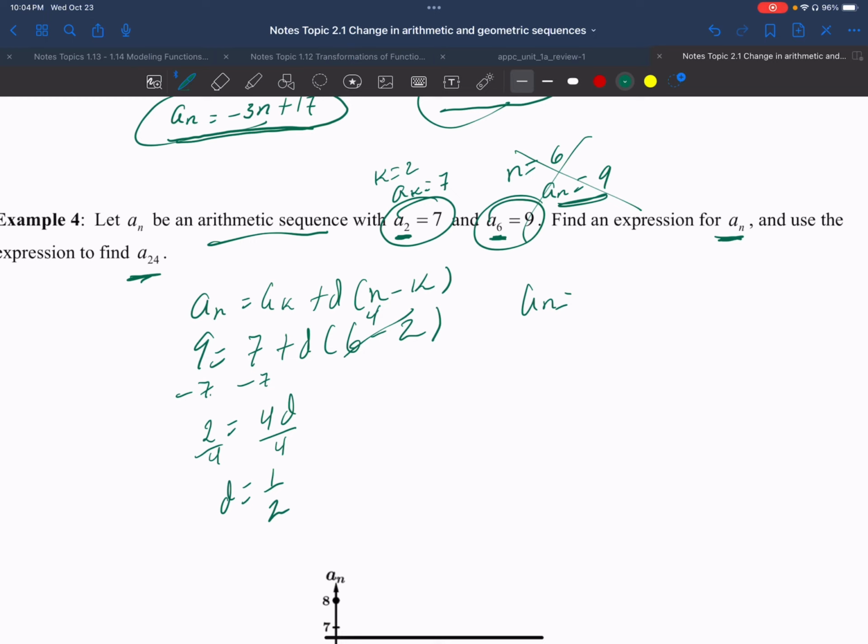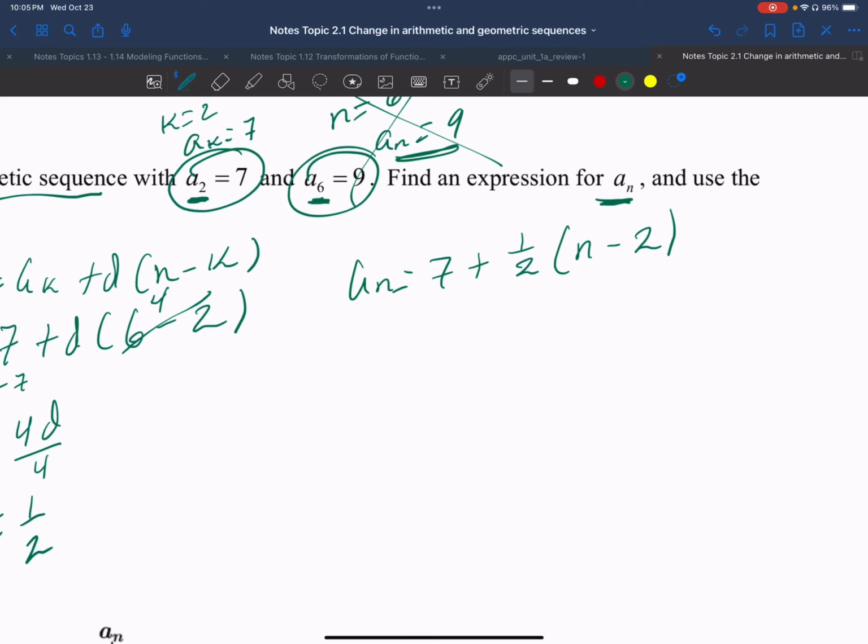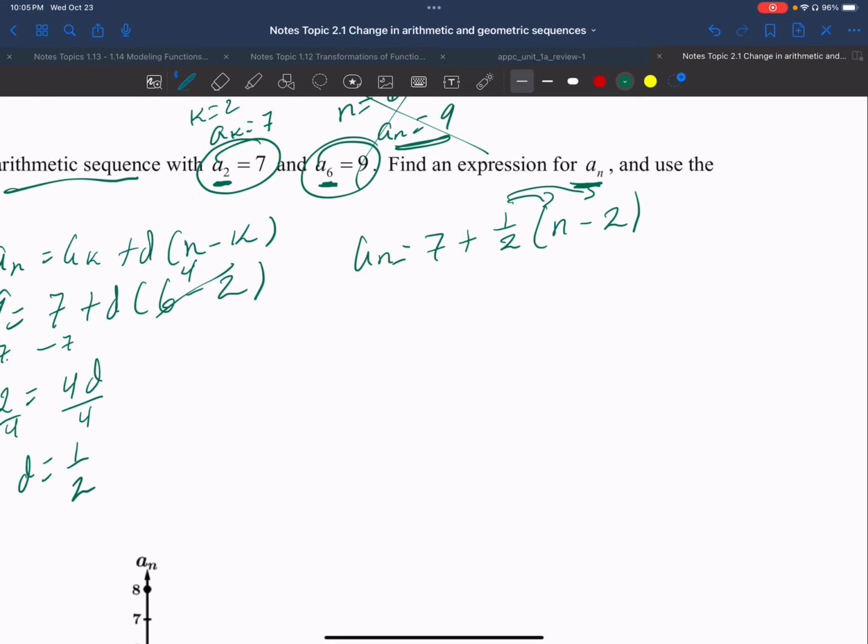So the n's are not important anymore because I'm going to write an equation. So a sub n equals a sub k, which is 7, plus d, which I just found, which was 1/2, times n minus k, which is 2. After that, I'm going to distribute this 1/2, and I'm going to get a sub n equals 7 plus 1/2 n, and then 1/2 times -2 will give me -1. I can combine these two and say a sub n is equal to 1/2 n plus 6.